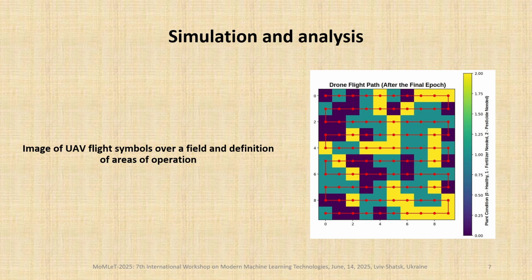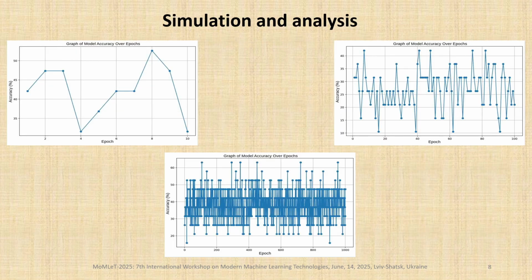In the figure, a 10 by 10 grid represents a field that shows the horizontal and vertical alignment and normalization of the dimensions, and the right side is a color scale that indicates the plant state. The random forest classifier was trained under three scenarios: 10, 100, and 1000 epochs. This allowed us to evaluate its ability to generalize plant condition classification across various durations of learning.